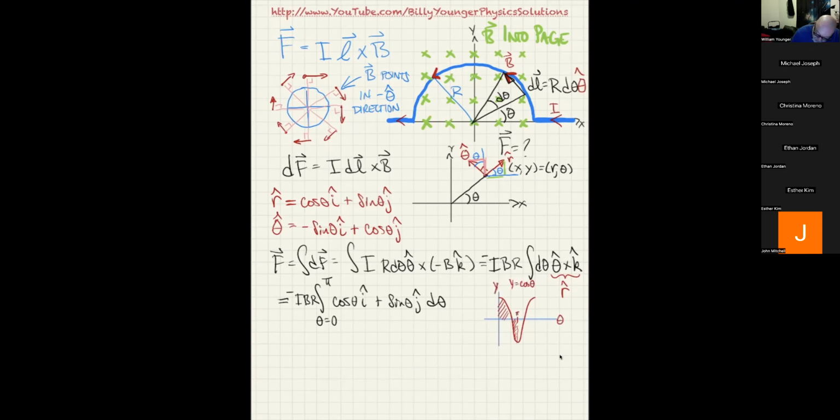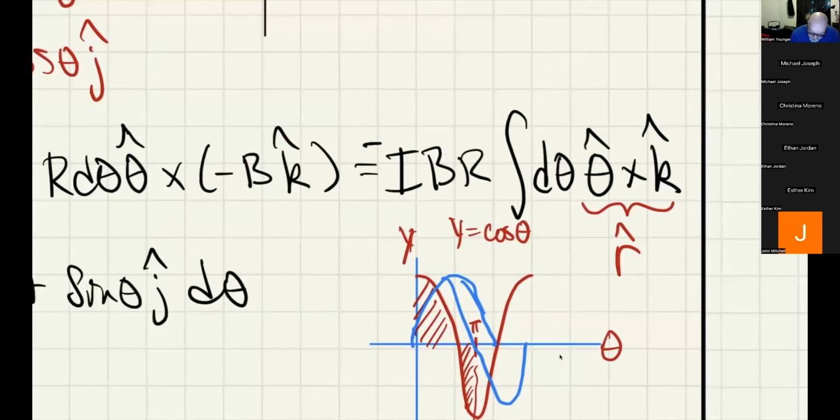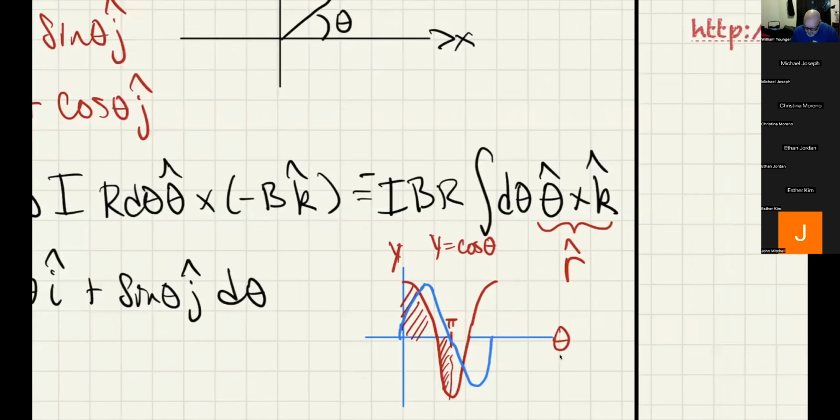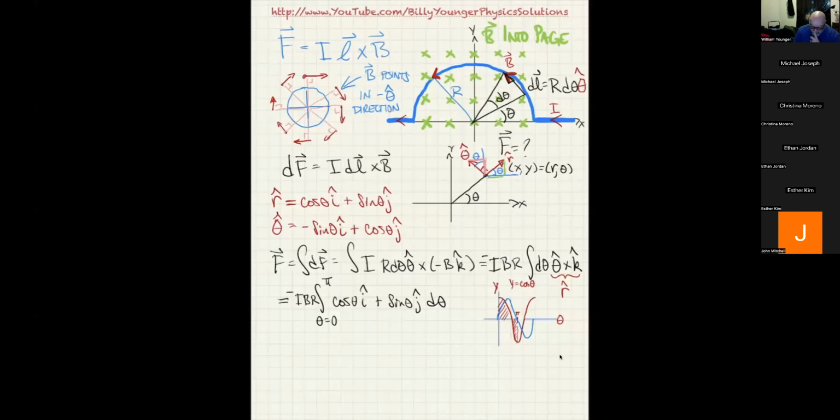And if you look at sine, that should have been like this, sorry. If you look at sine theta, you can see that in fact it does not go to 0 when you integrate it. In fact, it's going to be just the area under that curve. You can also tell that from a symmetry standpoint.